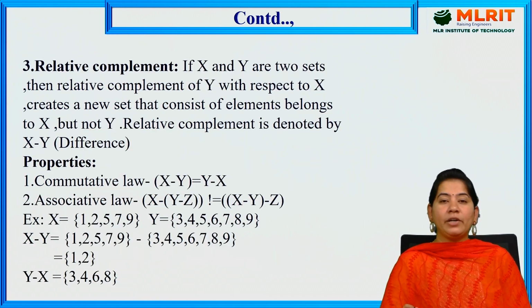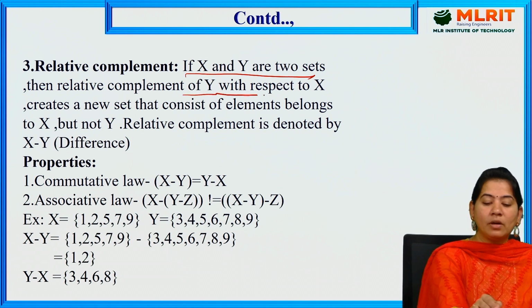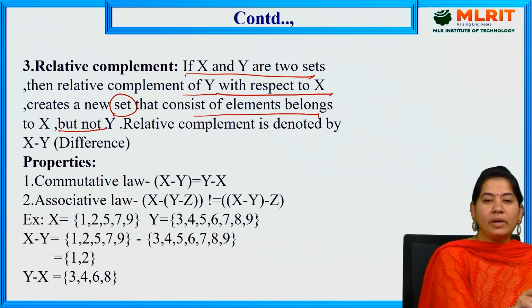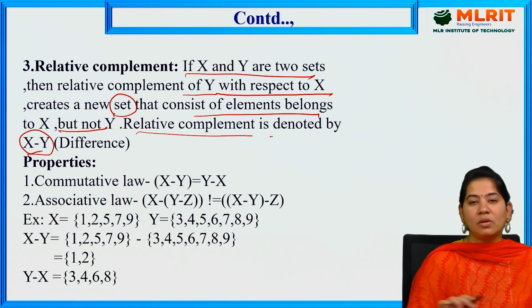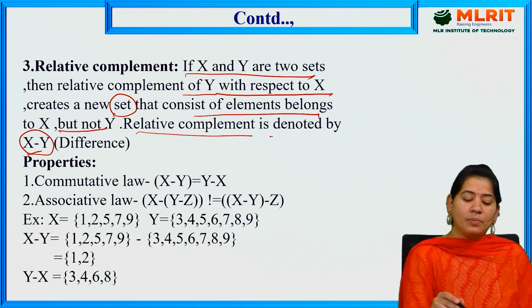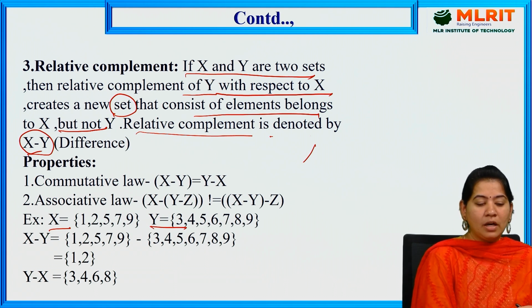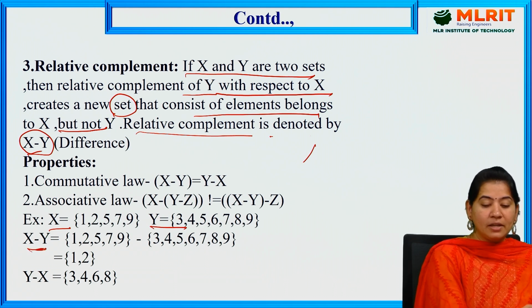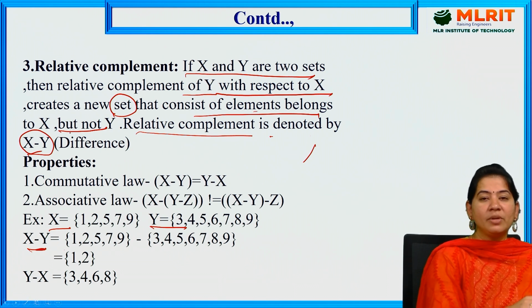Next we have relative complement. So here if X and Y are two sets, then the relative complement of Y with respect to X creates a new set which consists of elements belonging to X but not Y. The relative complement is denoted by X minus Y, which we can also pronounce as difference. So let us suppose we have X and Y are two sets. Now the relative complement of Y with respect to X creates a new set which consists of the elements belonging to X but not Y.